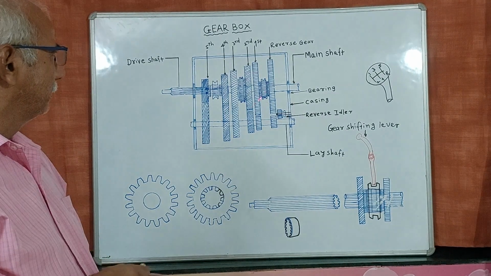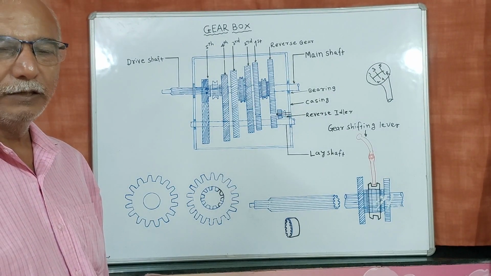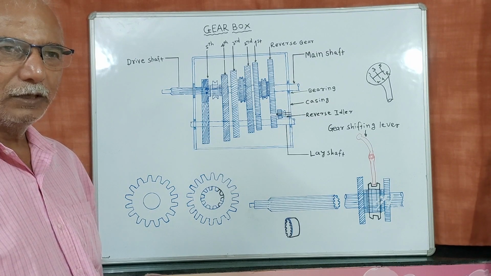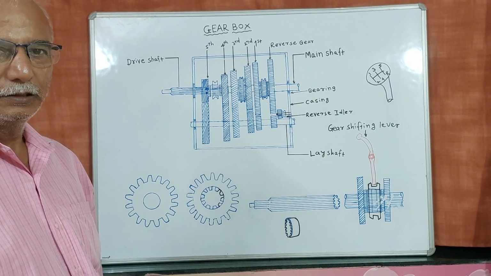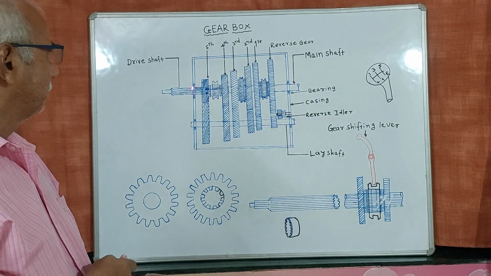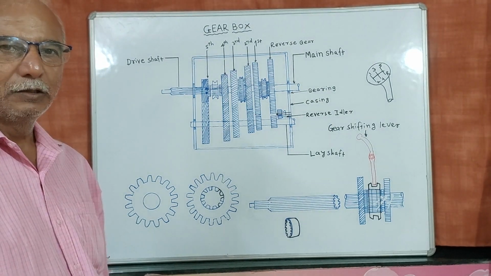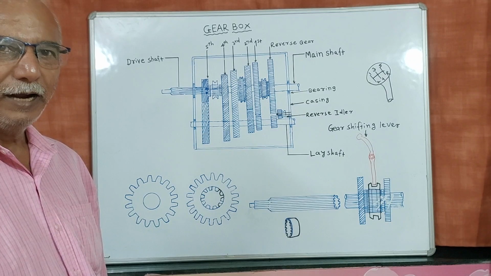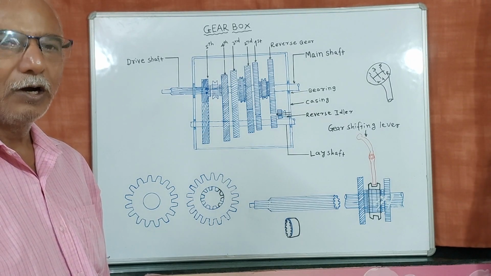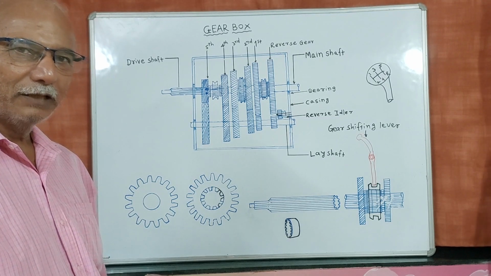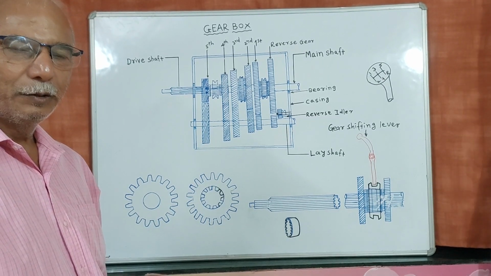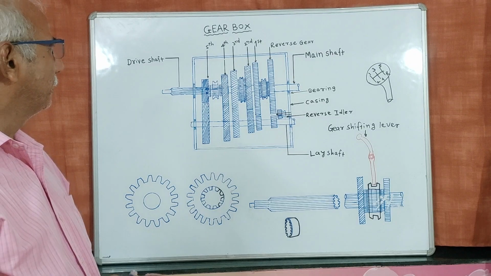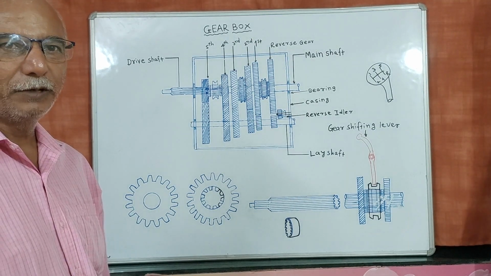Gearbox is used in automobile vehicles, all vehicles: light vehicles, two-wheelers, heavy vehicles, everywhere. So, where is it located? Location is between the clutch assembly and propeller shaft, or in a transaxle, between the clutch assembly and differential. Why is it used? The most important work is given in the automobile vehicle.